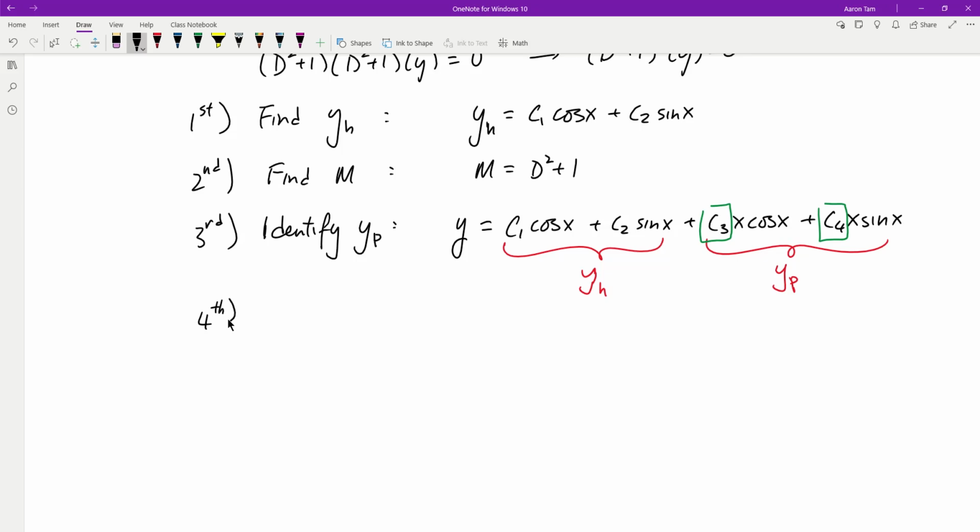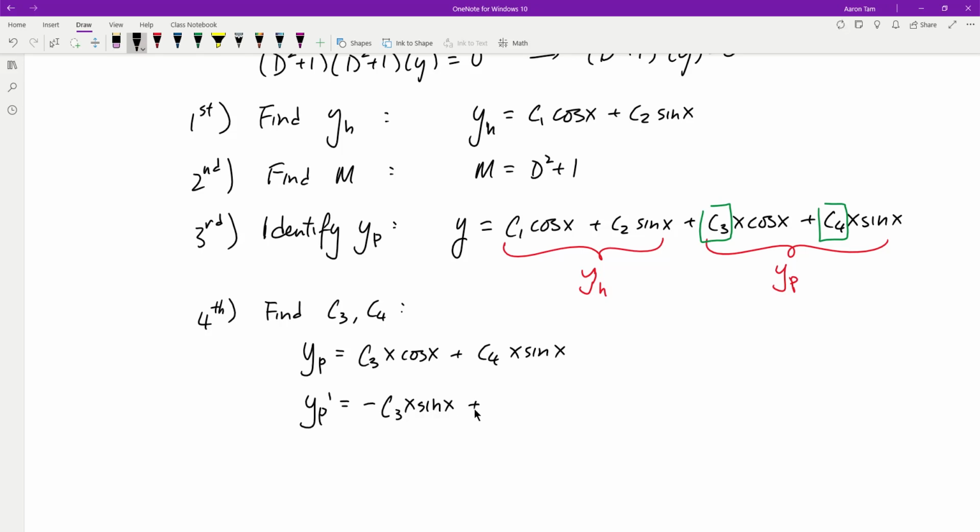So let's go for it. What I'm going to do is find, in this case, c sub 3 and c sub 4. So I'm going to identify that y sub p is c3 x cosine x plus c4 x sine x. If you take the derivative correctly, y sub p prime should equal negative c3 x sine x plus c3 cosine x plus c4 x cosine x plus c4 sine x.